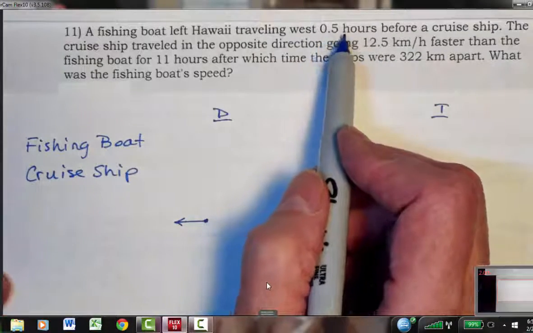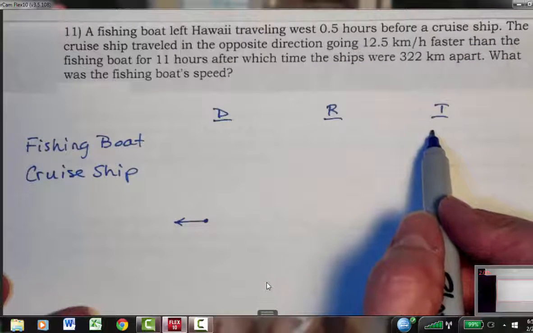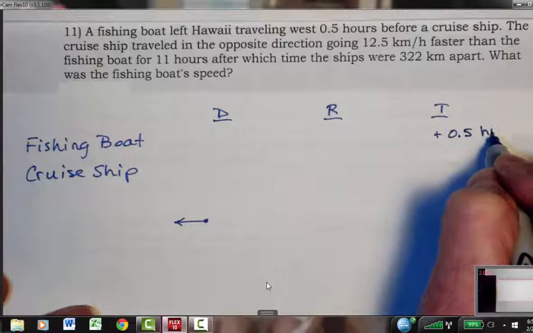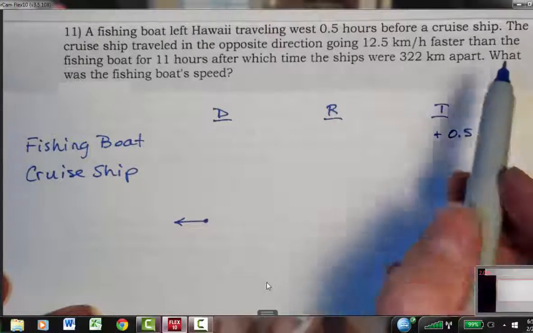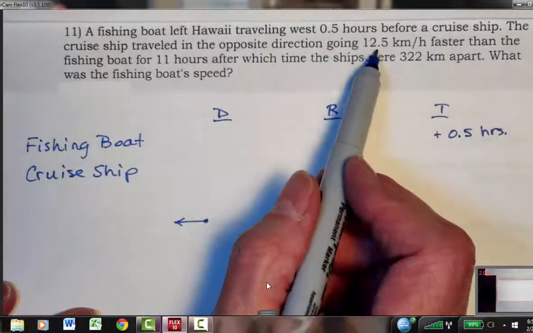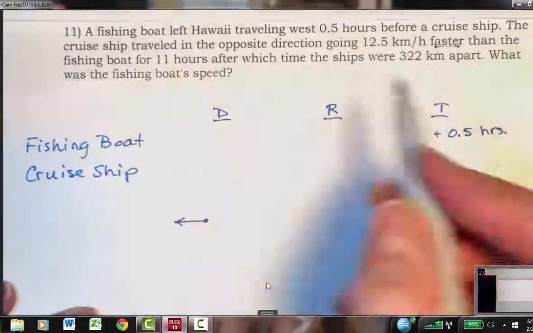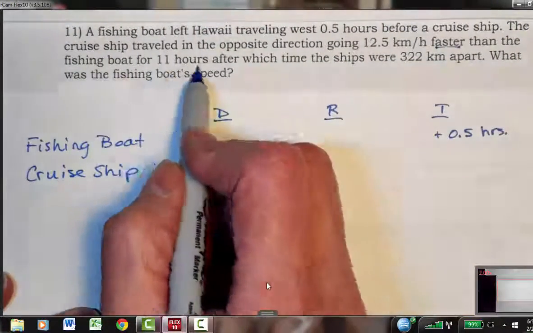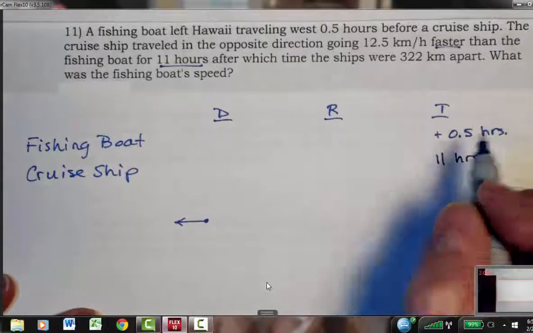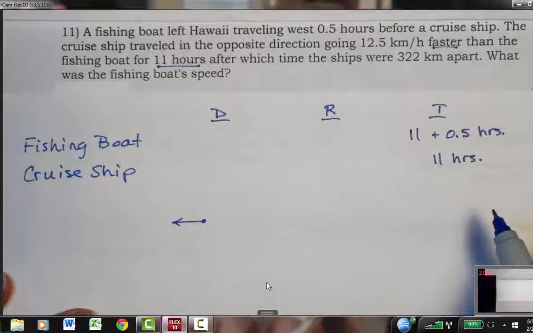And it starts a half an hour before a cruise ship. So that means that the time of the fishing boat is going to be half an hour more, or plus 0.5 hours, compared to the cruise ship. The cruise ship traveled in the opposite direction, going 12.5 kilometers per hour faster than the fishing boat. And it did that for 11 hours. So the cruise ship did it for 11 hours, and the fishing boat did it for 11 plus half an hour, so 11 and a half hours.